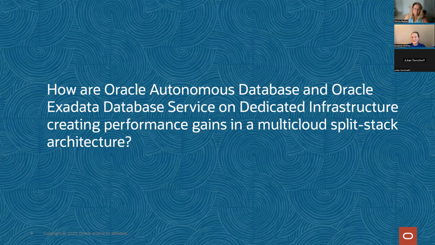So thank you for explaining the application side of things, and very importantly identifying the right candidates from an application code perspective. But when we look at the database side, how are Autonomous Database and Oracle Exadata Database Service on dedicated infrastructure creating performance gains in a multi-cloud split stack architecture? All right, let me split this question into two.